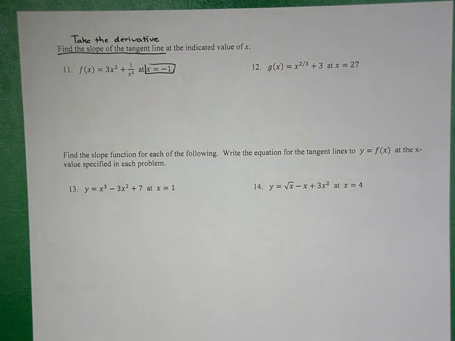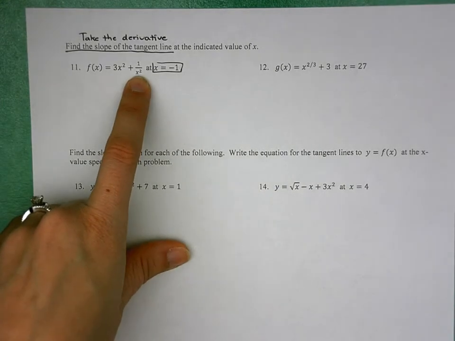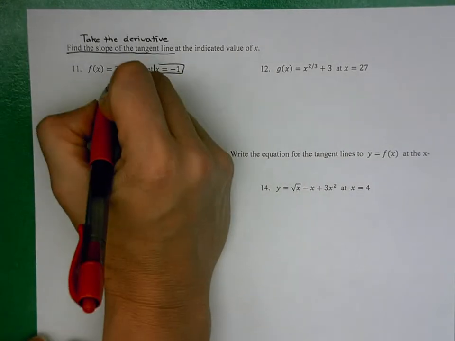Okay, so number 11. Walking through number 11 together, it says find the slope of the line tangent. My brain says take derivative. I even wrote it. And it says at x equals -1. So I'm going to go, okay, I'm going to plug that in at the end. Okay? So let's go ahead and first off take the derivative. Well, we have a little issue here. That's not yet in power rule form right there. So how can I get that 1 over x squared into power rule form?